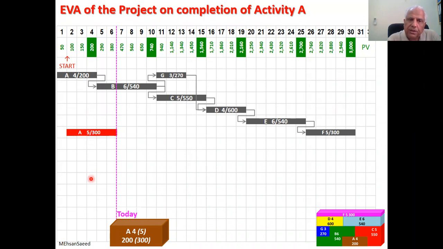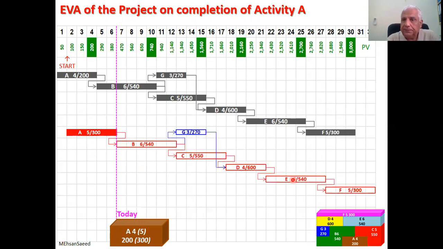And because the project started a day late, and then this activity took a day longer than scheduled, overall, the project is now late by 2 days. So this lateness immediately pushes the project schedule forward. And now, as you can see, instead of completing after 30 days, it is now likely to complete after 32 days.